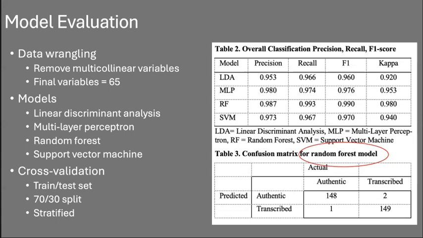You can see over here on the right-hand side, the random forest performed very well. It had an F1 of 0.99. And you can see on the bottom of that figure table that only 3 essays were misidentified. So there seems to be some pretty strong evidence that there are differences between transcribed writing and authentic writing. What are those differences?